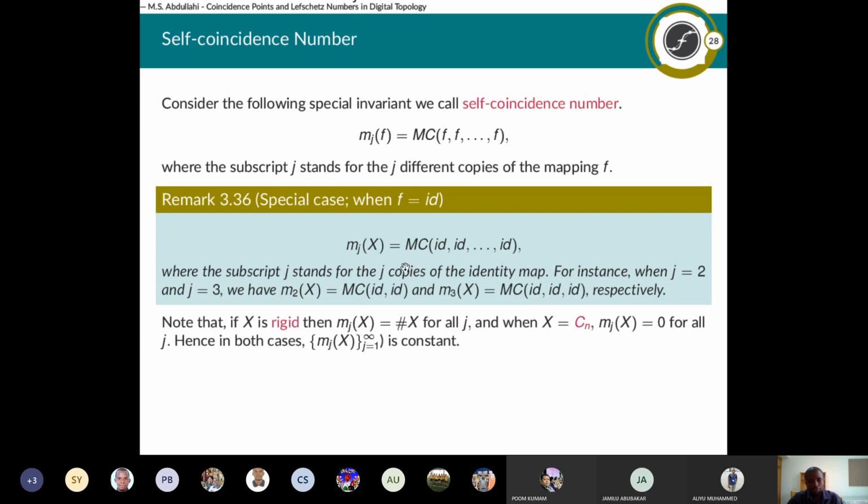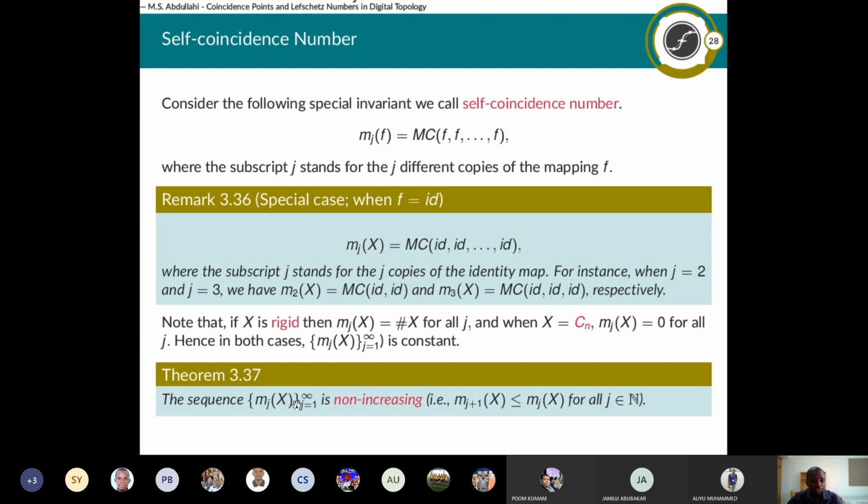But we should know that if our image is rigid, then this number is always going to be the cardinality of X for all J. But when X happens to be a digital cycle, then this number is going to be 0 for all J. In this case, this number is a constant because it is always this for all J. But we have this result that if this sequence is a non-increasing sequence, what I mean by this is that when we increase the number of identities, then the number might shrink.